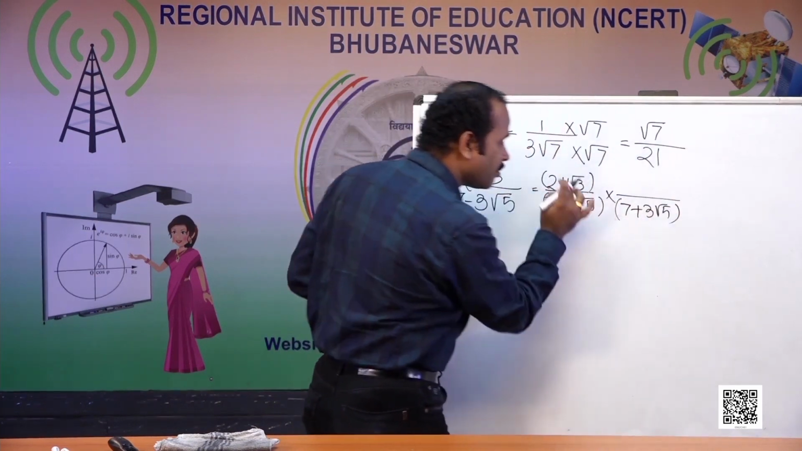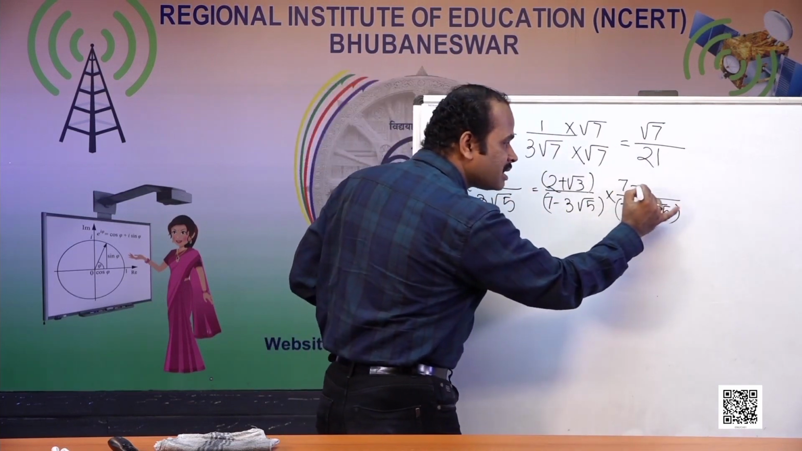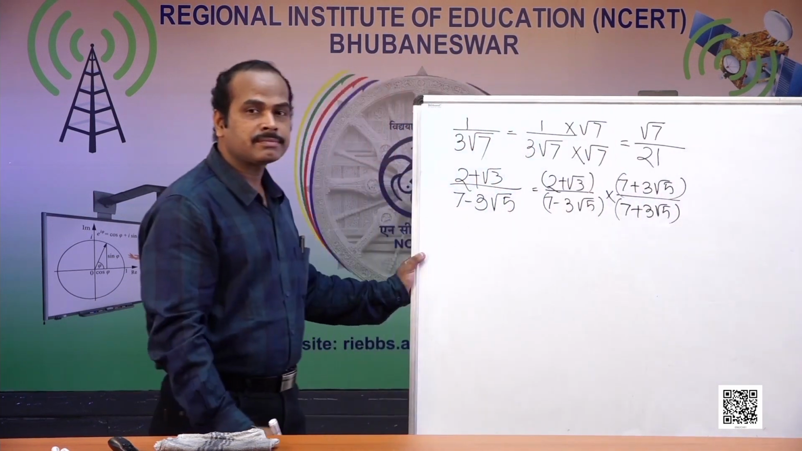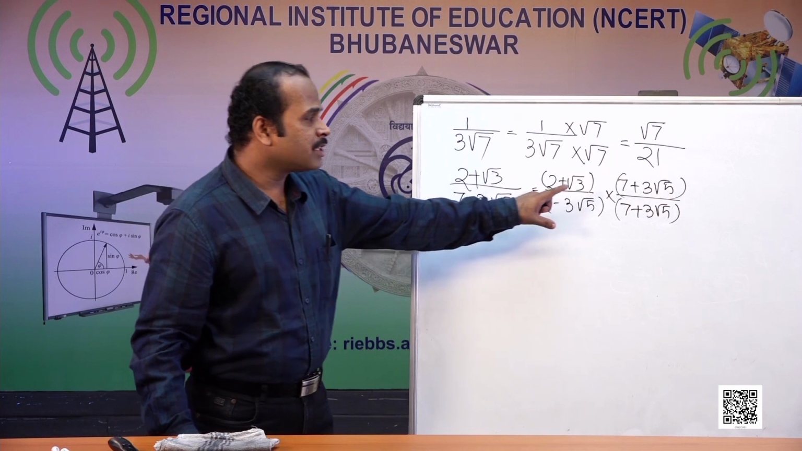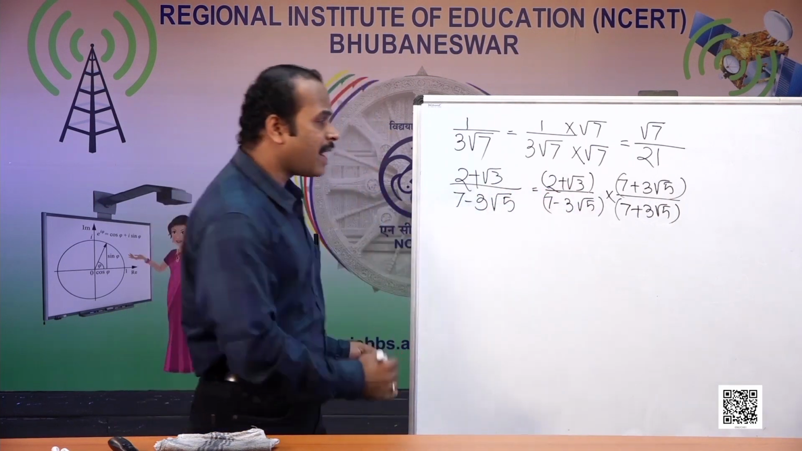But in order to find, make it rationalize equivalent, so I have to also multiply 7 plus 3 root 5 with the numerator. Now I multiply 7 plus 3 root 5 with the numerator, also 7 plus 3 root 5 with the denominator. So what do I find out here now?